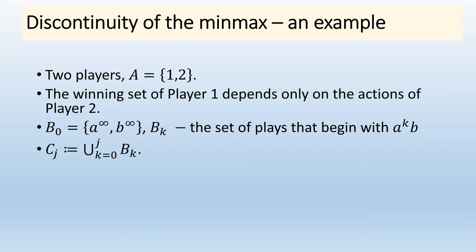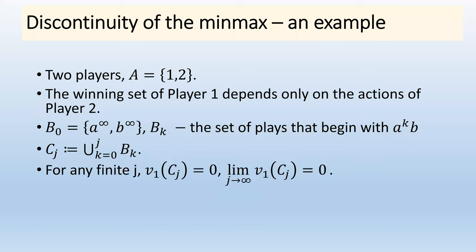Now let's think about the min-max of these CJs. If we think of a finite J, 100, 500, any finite J, it's clear that player two can avoid getting into this CJ. All he needs to do is to play J plus one times A and then B and then whatever, and then we're out of CJ. So for every finite J, the min-max of CJ is zero. Therefore, when we take the limit, it is still zero.